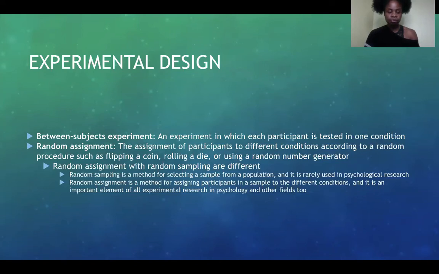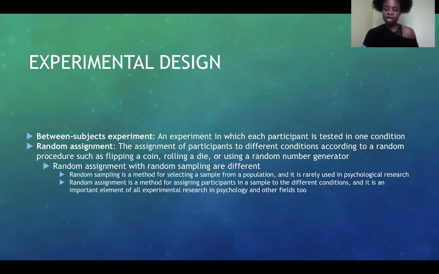So let's move on to experimental design, okay? In a between subject experiment, each participant is tested in only one condition, okay? It is essential in a between subjects experiment that the researcher assigns participants to conditions so that the different groups are, on average, highly similar to each other.